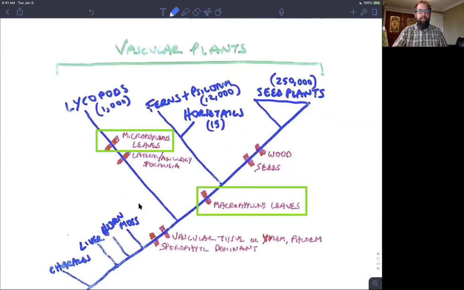All right, that gets us through our vascular tissue synapomorphy, and it moves us on to looking at the evolution of leaves. If you'll notice on here, we have two different types of leaves. Lycophytes or lycopods have what we call microphyllous leaves, whereas the rest of vascular plants have what we call macrophyllous or megaphyllous leaves. Those mean the same thing. Megaphyll is what you'll see these referred to most of the time.